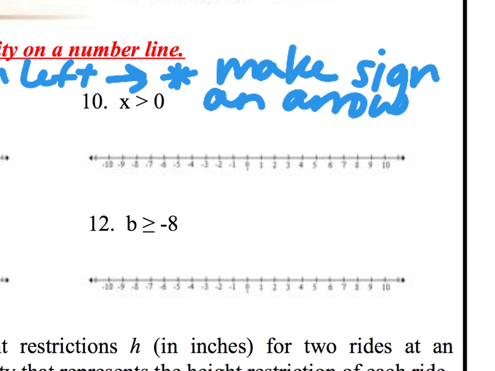X values greater than 0, I would draw an open circle at 0, and my x is already on the left, so I can just make this into an arrow to tell me, okay, I go to the right. X values get greater to the right because 1, 2, 3, 4, 5 are all bigger numbers than 0.